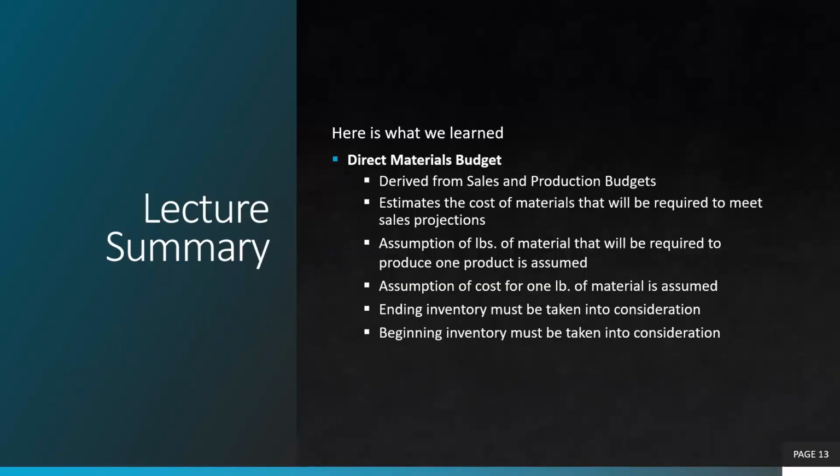So in summary, the direct materials budget is derived from the sales and production budgets, and it estimates the cost of materials that will be required to meet the sales projections. The production budget is the number of units that we need to produce. The materials budget is the material we will need to create those units. We've made assumptions on the pounds of material that will be required and the cost of 1 pound of material, which is also an assumption. And just as with the production budget, the ending inventory and the beginning inventory must be taken into consideration.